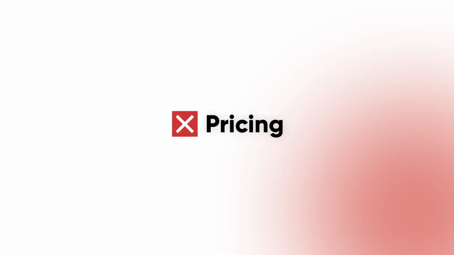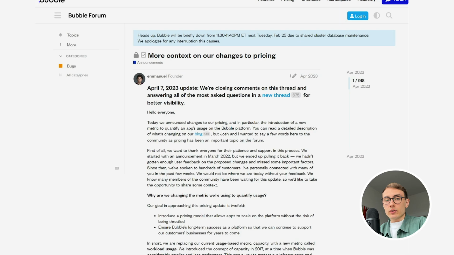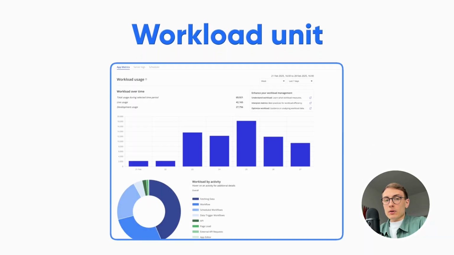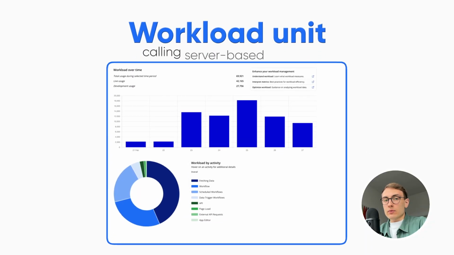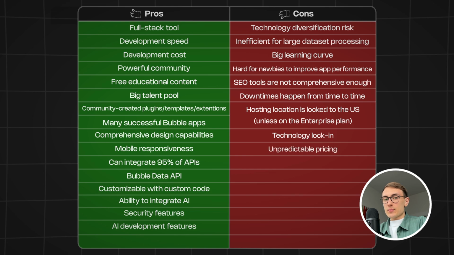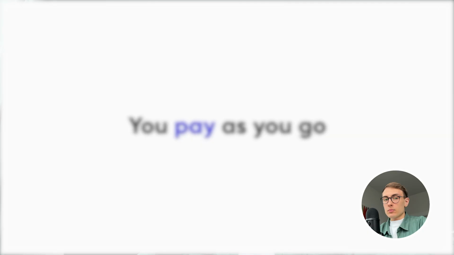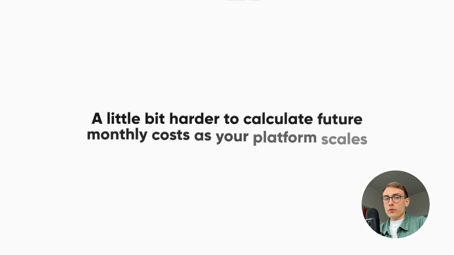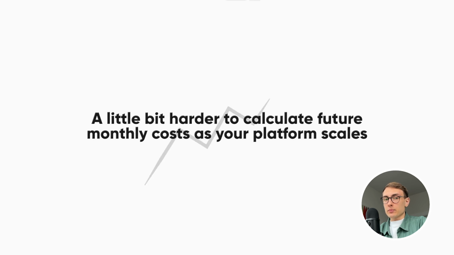Another concern for many is the new Bubble pricing that was released in April 2023. They introduced their proprietary currency called workload unit that your Bubble app uses when calling server-based actions. While this made pricing logical and fair because you pay as you go, it became a little bit harder to calculate your future monthly costs as your platform scales.